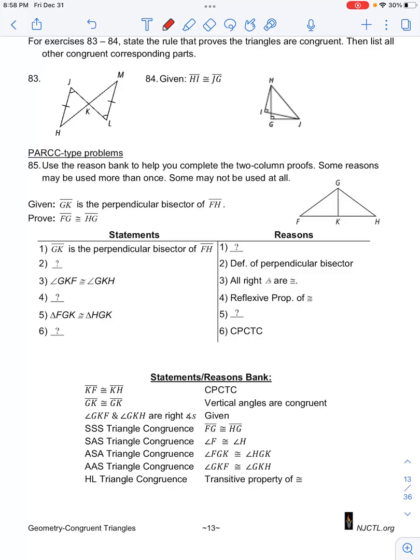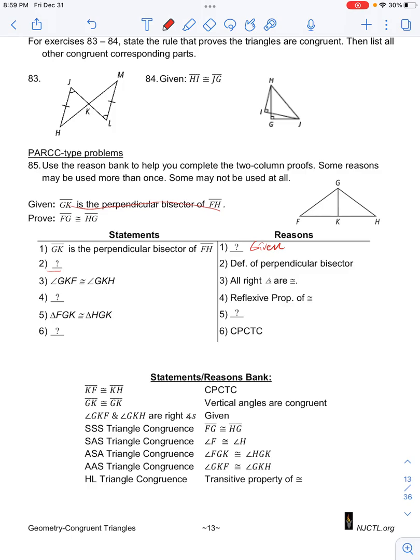Number 85 in your classwork for congruent triangles asks you to use the reasons and statements from the bank in order to complete the proof. So we have that JK is the perpendicular bisector of FH, and this is a given statement, so we have that this is given.